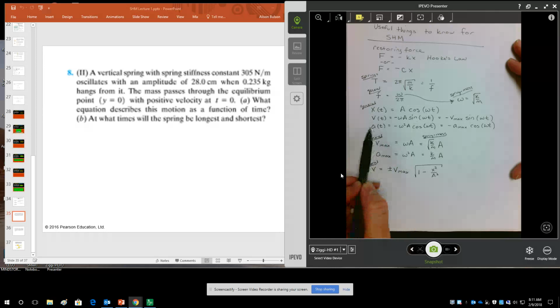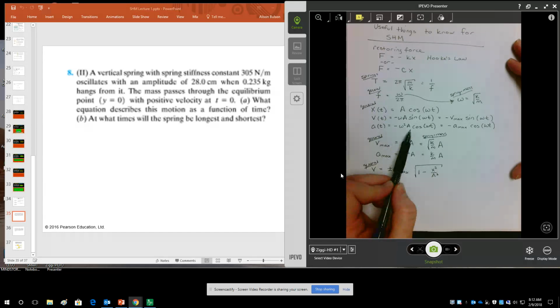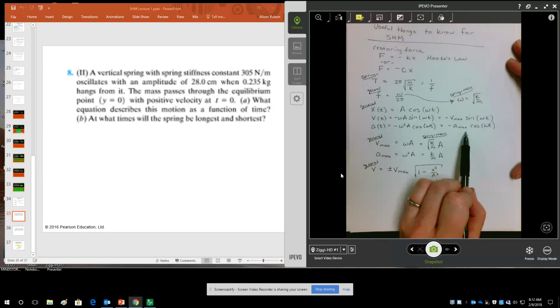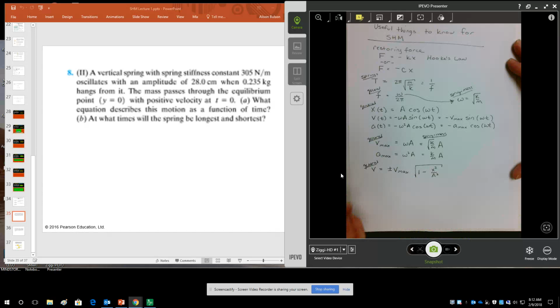Finally, our acceleration function with respect to time, acceleration is equal to force over mass, gives us negative omega squared A cosine of omega t, and omega squared A is the same as maximum acceleration. So negative maximum acceleration cosine of omega t.